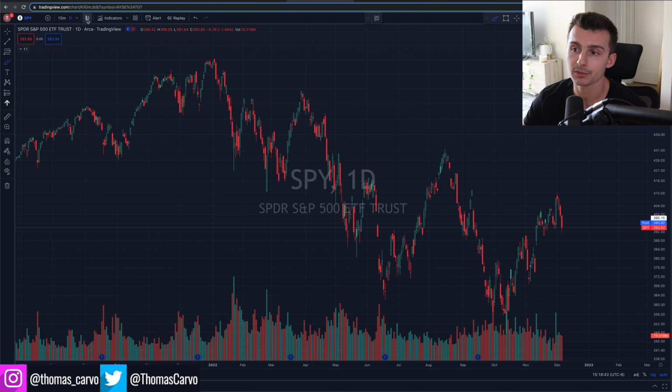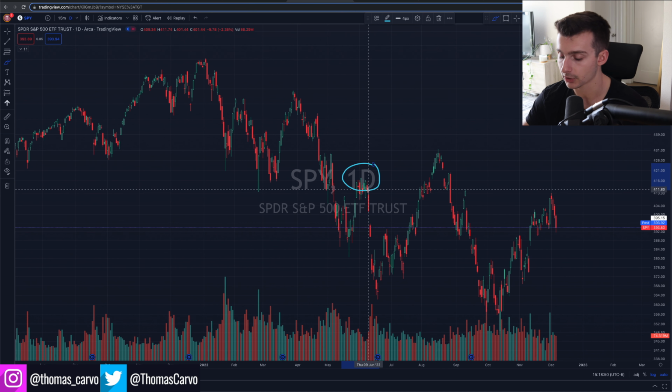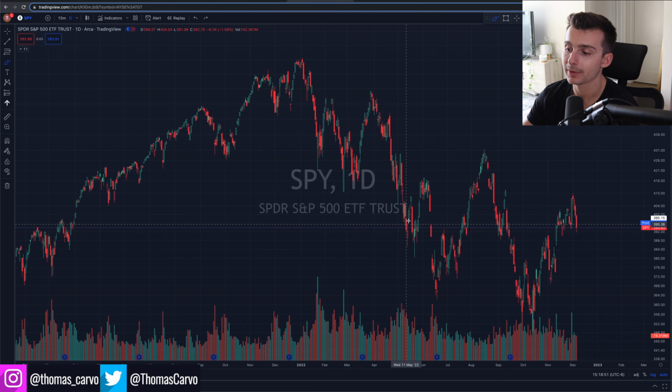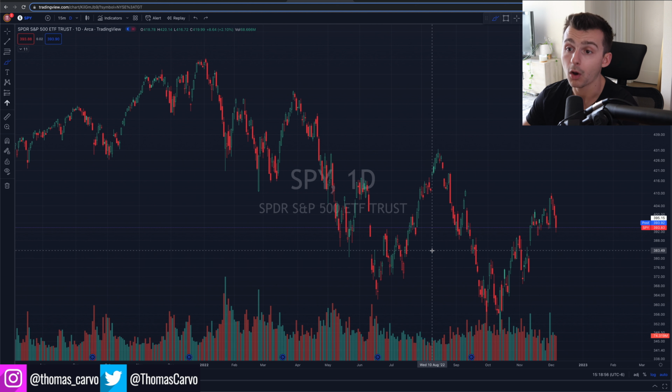So we have hollow candles, and then of course on top of that we are using the 1-day chart indicated by the 1D, that does not stand for one direction. And now what we're doing is we're looking at the past year, a little bit over a year on this chart.